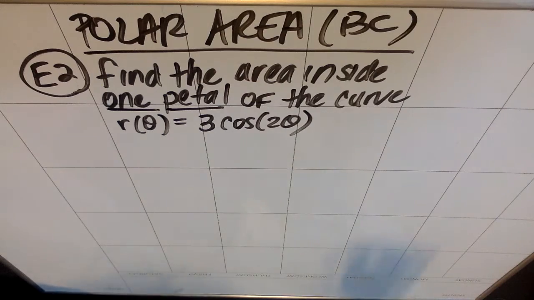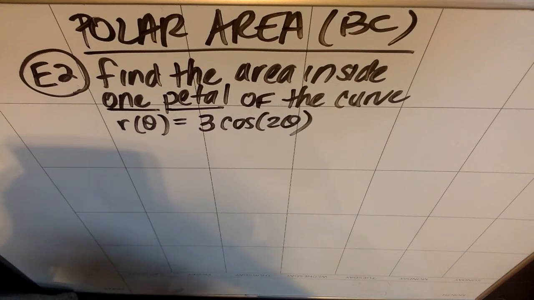All right, so we're going to go ahead and start talking about another area problem. This is example 2 of finding polar area. We're going to find the area inside one petal of the curve r of theta equals 3 cosine 2 theta. The reason I said one petal is this is one of a variety of curves that creates what's called a rose curve.